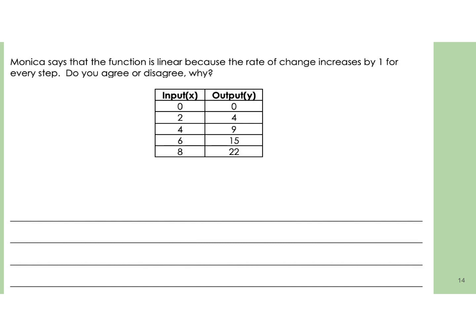Okay, practice problem 4. Monica says the function is linear, because the rate of change increases by 1 for every step. So she's saying the rate of change is constant, and it seems like she's saying the rate of change is 1. Do you agree or disagree? Why? All right, let's go ahead and do this 3 times.